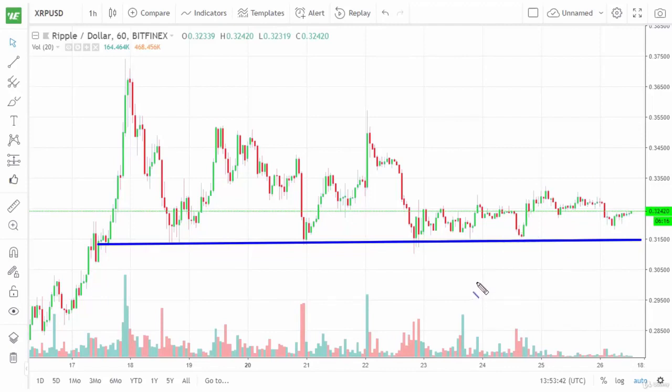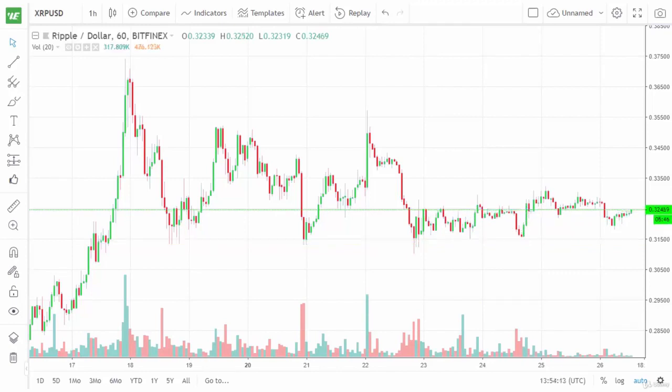Now, resistance is basically the exact opposite. You can see that price could not break above 32.5 for these couple of days here. That could be thought of as resistance.